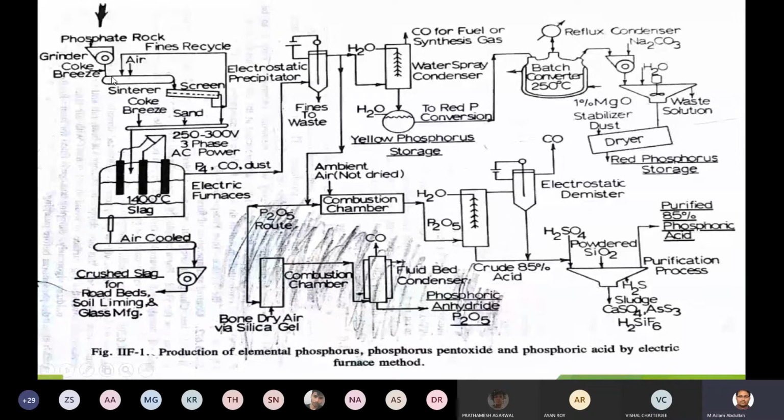What is coke grease? While you process coal in a coal gasification unit, you will get small, finely powdered particles. These finely powdered particles are termed coke grease. Once again, I'm repeating: while you process coal, you will get finely powdered particles during coal gasification. These finely powdered particles are termed coke grease.